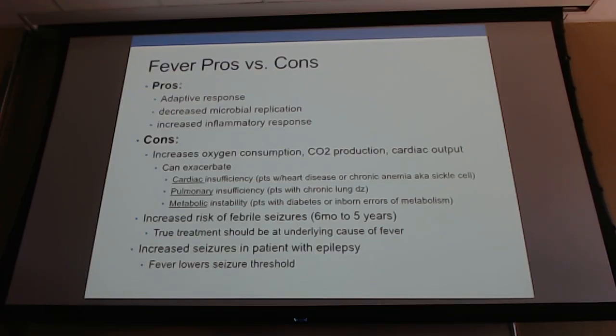Well, that's fine if you're a normal child. If you have cardiac complications, so if you have congenital heart disease, we'll talk more about that in block 3. If you have pulmonary disease at baseline, so you're premature, or you have asthma, or if you have an inborn error of metabolism, those things are going to make it really, really hard on this child's body, and so a fever can actually cause some problems.